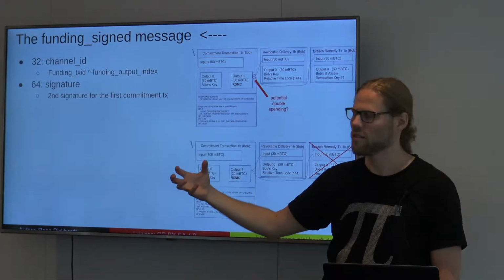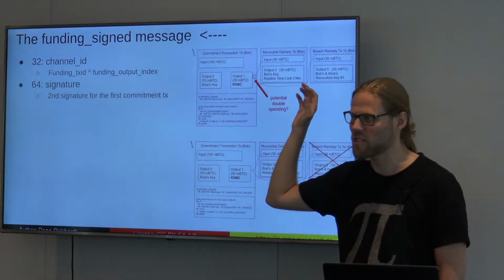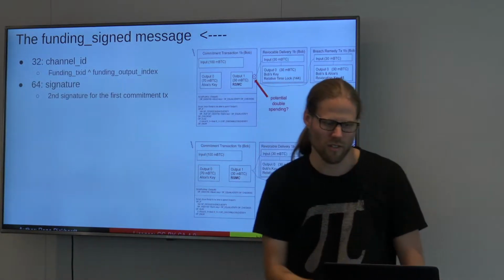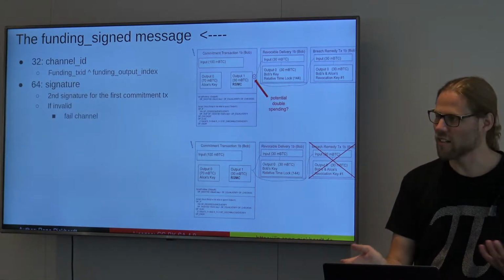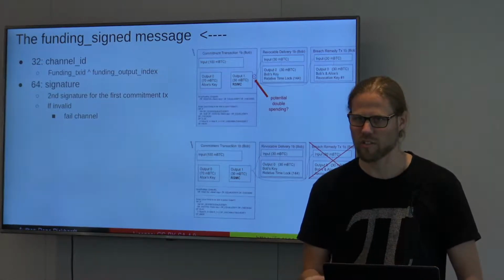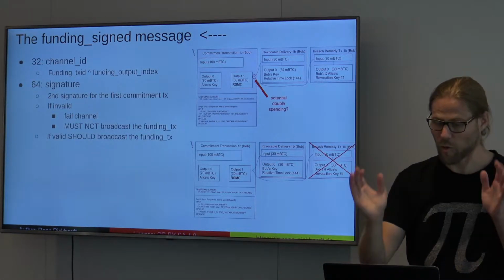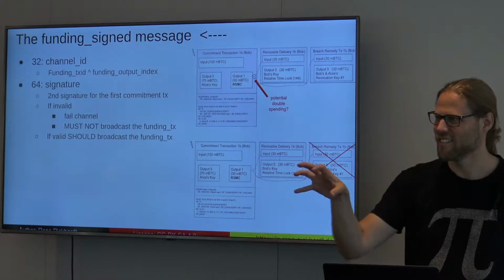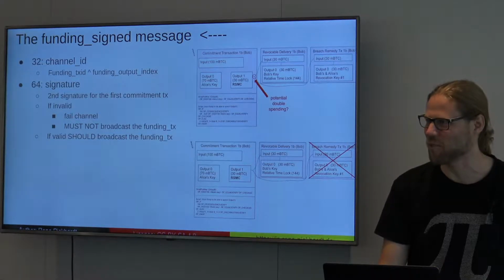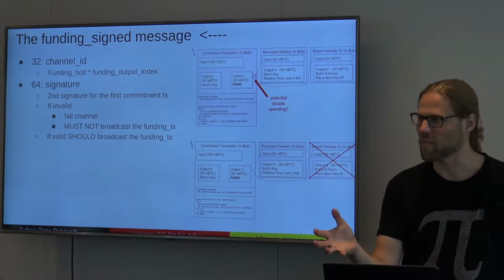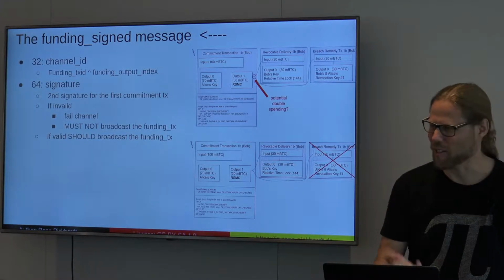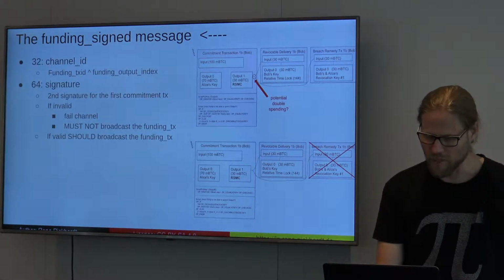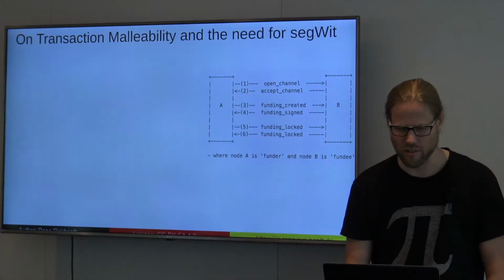So Bob can basically create this commitment transaction, and it needs two signatures, and the signature from Bob is sent over to Alice. And if invalid, again, Alice will abort this operation and fail the channel. And of course, you must not broadcast the funding transaction, because that would be a bad idea. Now the channel is funded, there is money at a multi-signature wallet, and Bob could blackmail her and say, hey, only if you give me that amount of Bitcoin will I give you a signature. And if valid, of course, you should broadcast the funding transaction.